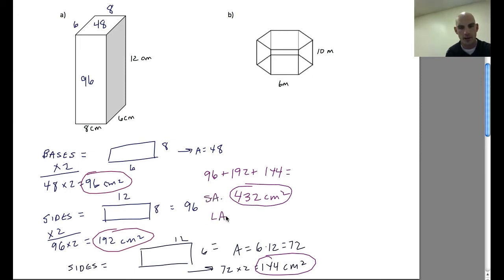Well, my lateral area is all of this minus these 2 bases. So 432 minus 96 is going to give me 336 for my lateral area. Okay? So that's how this works. Lateral surface area is everything but the bases, and surface area total is everything.